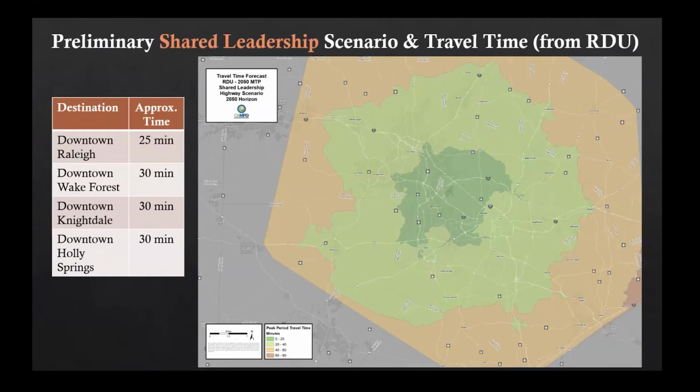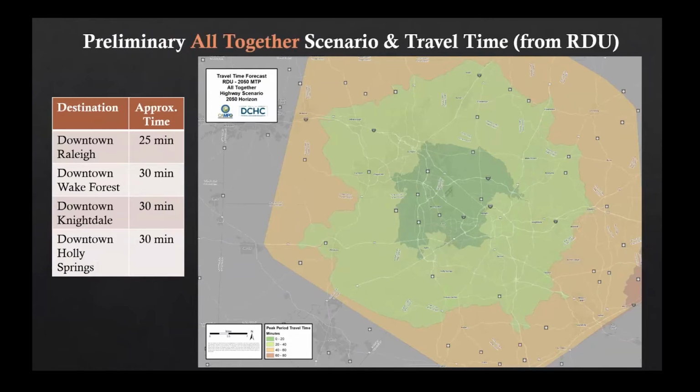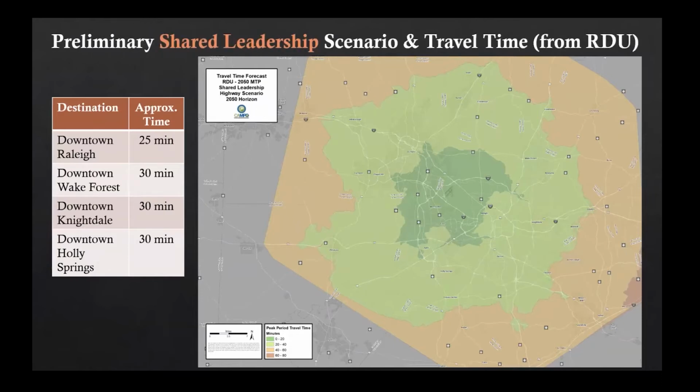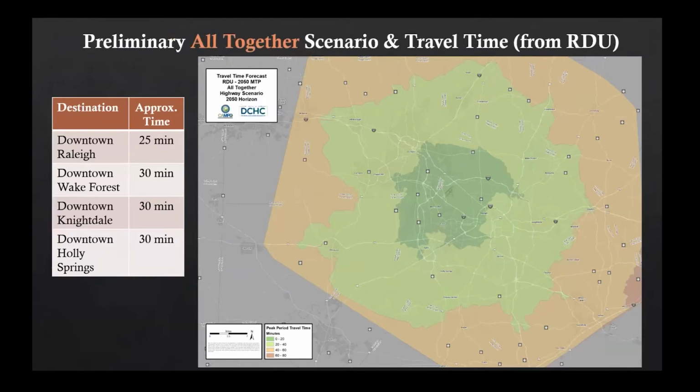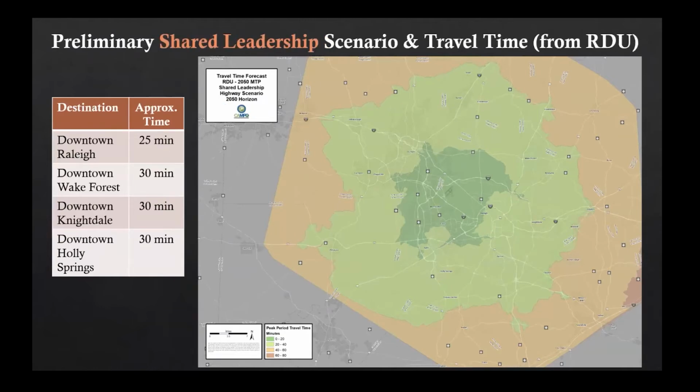This is showing the same thing, but this time it's centered on the airport, on Raleigh-Durham Airport. So you can see under the shared leadership scenario in 2050, how far you'd be able to get in 20, 40, and 60 minutes from the airport, which is, you know, of interest to folks working in economic development in the region. And then this is the all-together scenario there. You can see some shifts again when you're trying to get from the airport to other parts of the region in the year 2050 with these investments in place.